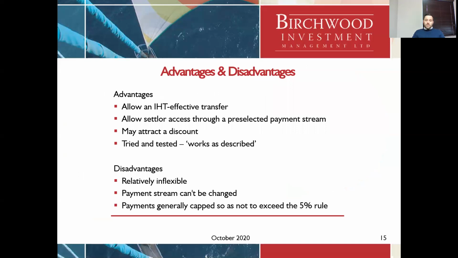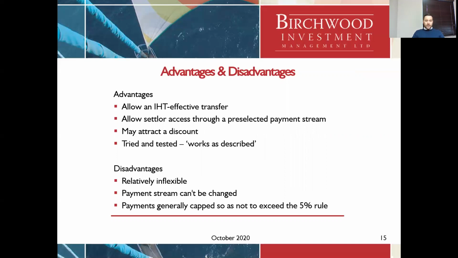And the next one, so let's talk about some advantages and disadvantages. Firstly, the advantage is it allows an inheritance tax effective transfer. The settlor's fund or discount is seen to fall outside of the estate immediately, and as mentioned, the residual fund falls outside the estate in 7 years. Any inheritance tax charge on the residual gift will start reducing after year 3, which we've covered earlier. The second point is it allows the settlors to access the gift through a pre-selected payment stream.